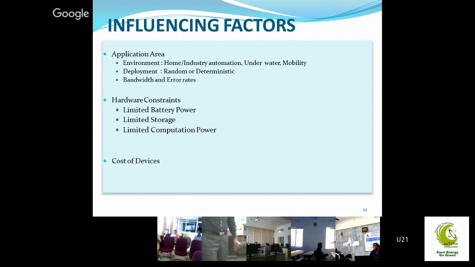There are some hardware constraints which make the design of wireless sensor network related aspects quite complex. It is very limited in battery power, and it has limited storage and limited computational power. Another factor is the cost of devices. Generally, we deploy wireless sensor networks where the sensor nodes are deployed in large numbers. So we always try to minimize the cost of devices.